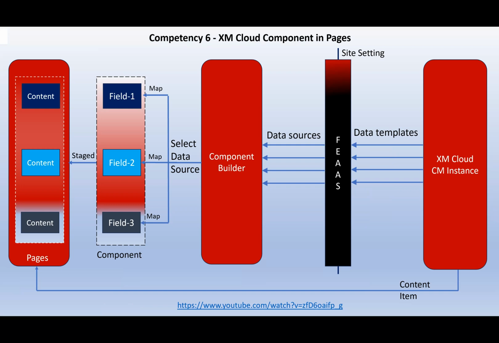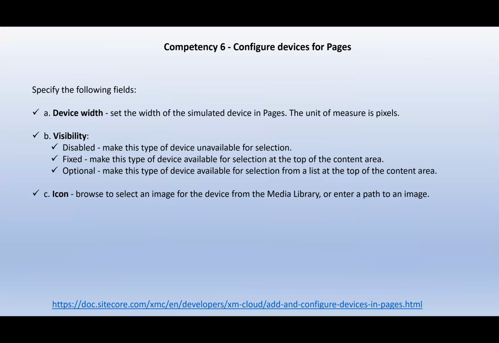Edge as a service, you expose. There's a place where you expose certain data templates, and those templates can be used in component builder. Component builder is the XM Cloud component builder, and then those fields can be dynamically mapped in the component, and then they are available in the pages. When you drag and drop, this component already has a mapping. You specify the data source from the XM Cloud instance, and the data is available in the pages, which is our XM Cloud pages.